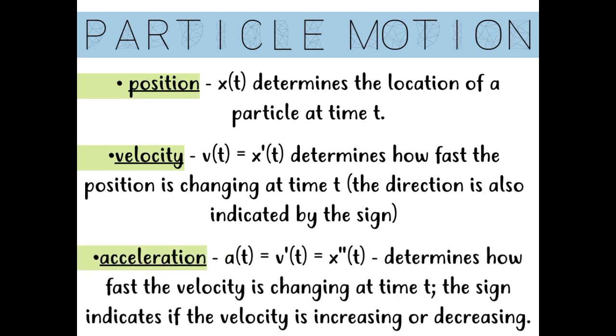Then there is acceleration, which is the derivative of velocity, or the second derivative of position. This determines how fast the velocity is changing at time t. The sign indicates if velocity is increasing or decreasing.